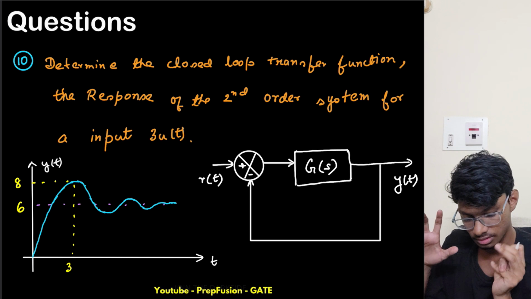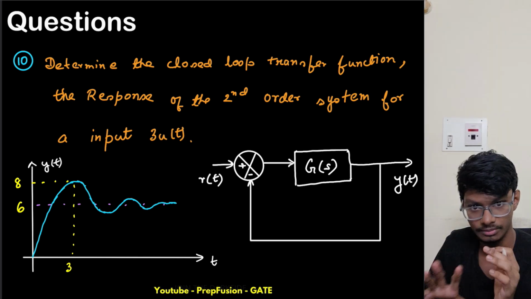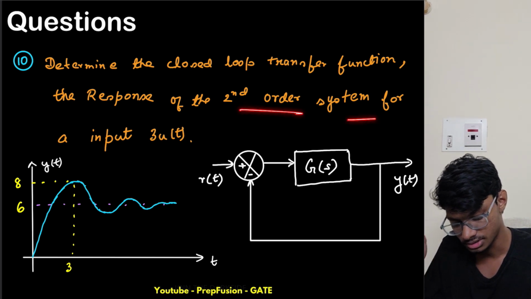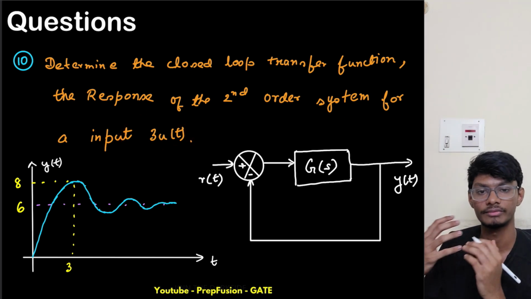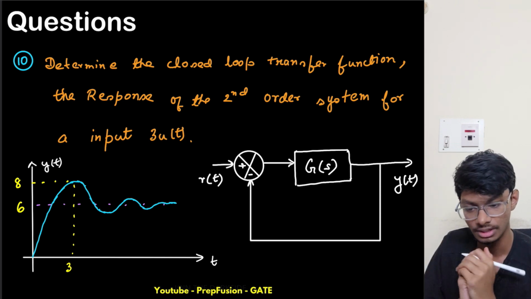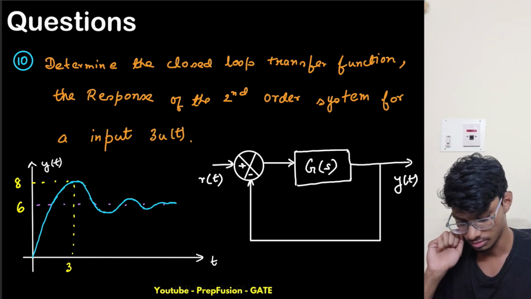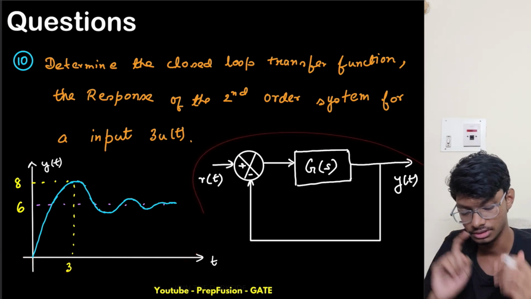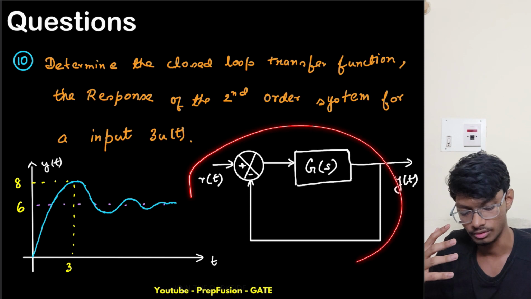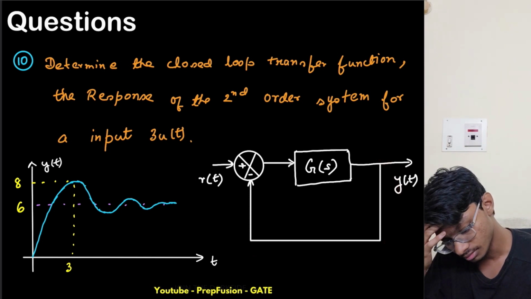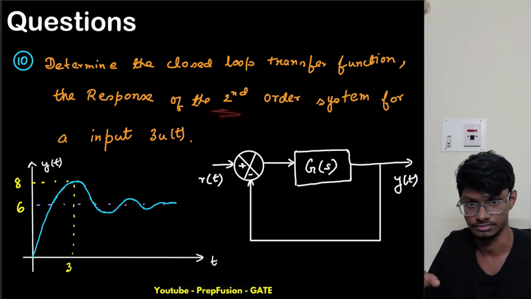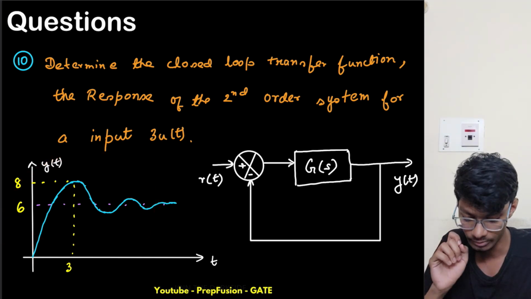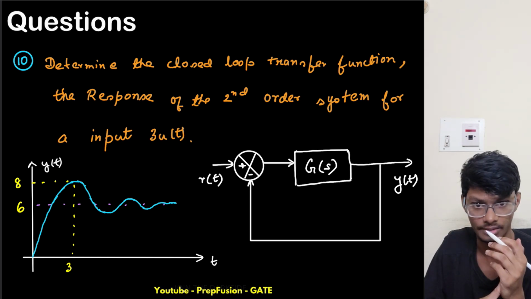Now this is a bit good question actually. We have been given the response of a second order system for an input of 3u(t), and we have to determine the closed loop transfer function. So basically we have been given a step response, but the step has an amplitude of 3. This is the step response for a 3u(t) signal, and this is my system block diagram. It is told this is a second order system, so the concept of damping will come. From here only we can understand what type of damping is present. It is underdamped, right?